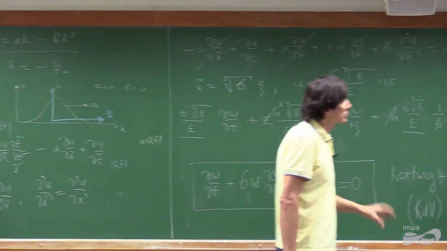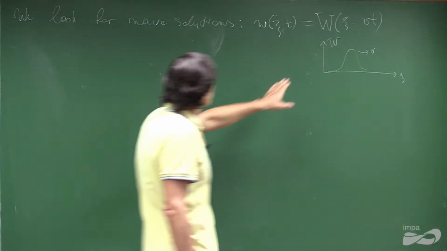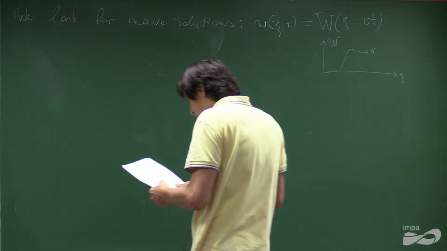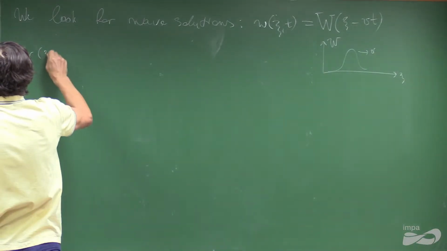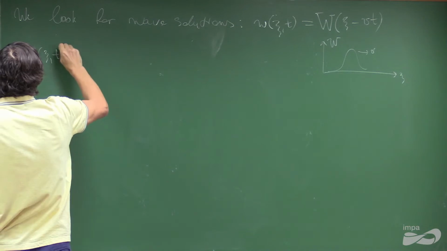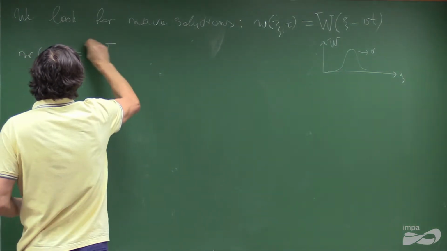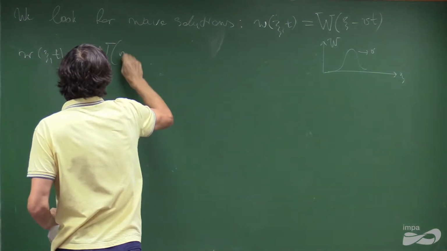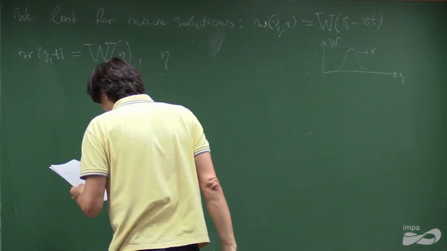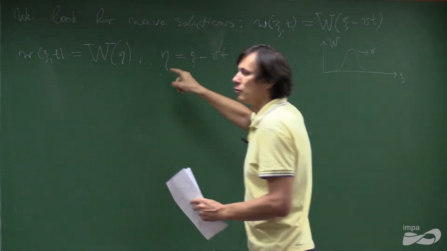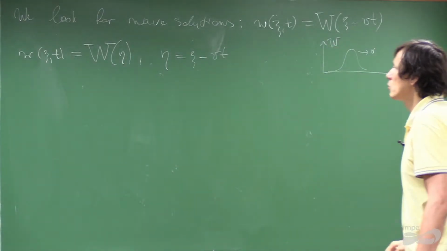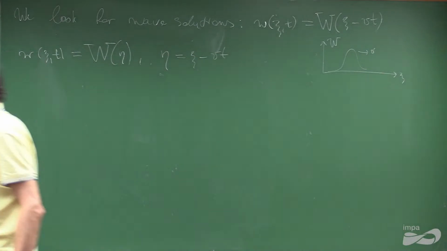It can be just slightly different. Okay, so we take this equation, and we say, in other words, that W(ψ, t) is equal to capital W(η), where η is ψ minus vt, the running variable. So let's now write, we'll see what this gives you.